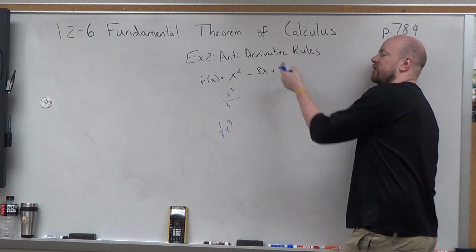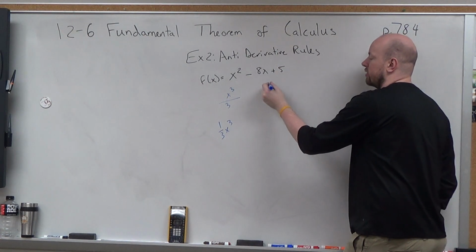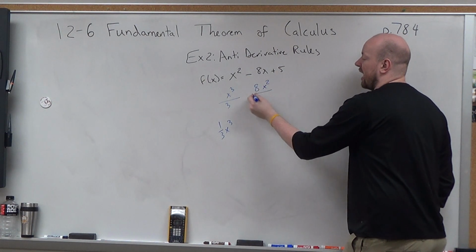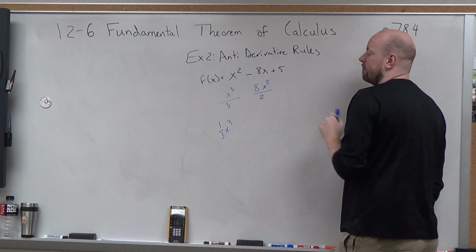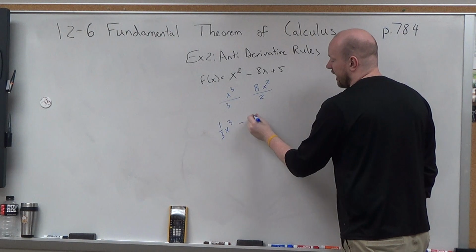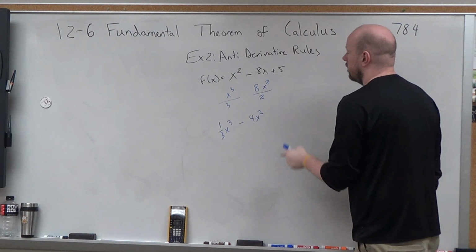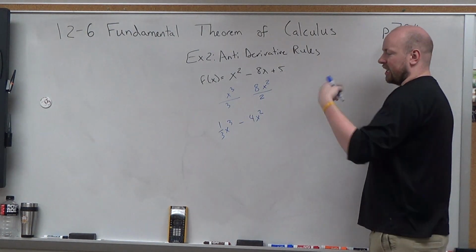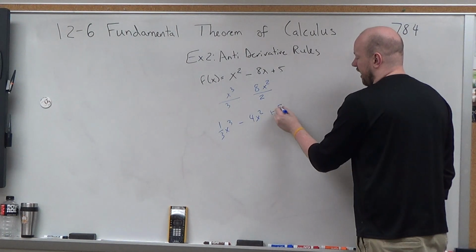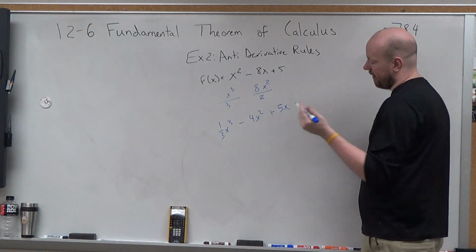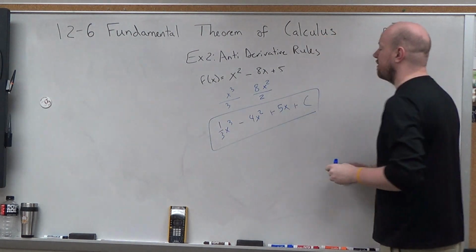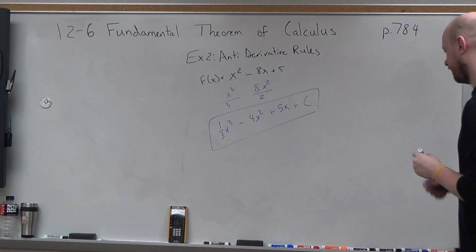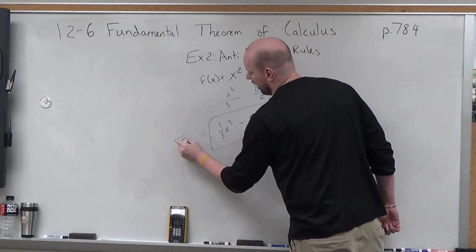Here, my exponent is just 1, so I need to get x squared. I still have my 8, but I have to divide by my new exponent, 2. So I get 8 divided by 2, so 4. So I get minus 4x squared. This one's easy. I just got to slap on a component, so 5x. And then, of course, I get a plus c. So I do my antiderivative, and big F of x.